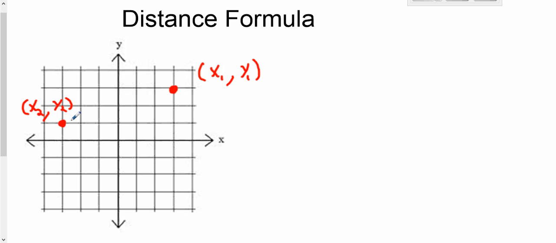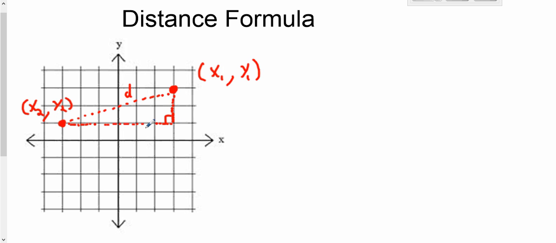Now we're looking for the distance between the two points. What we're going to do is create a right triangle and use the Pythagorean theorem. So if I draw an imaginary line down to the same height as this point, and an imaginary line across to the same distance as this point, we now have a right triangle. To use the Pythagorean theorem to find this distance, which we're going to call d, we need the distance on this leg and this leg.